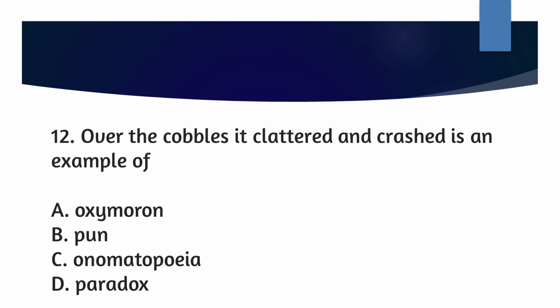Question 12. Over the cobbles, it clattered and crashed is an example of A. Oxymoron. B. Pun. C. Onomatopoeia. D. Paradox. The correct answer to this question is C. Over the cobbles, it clattered and crashed is an example of onomatopoeia.